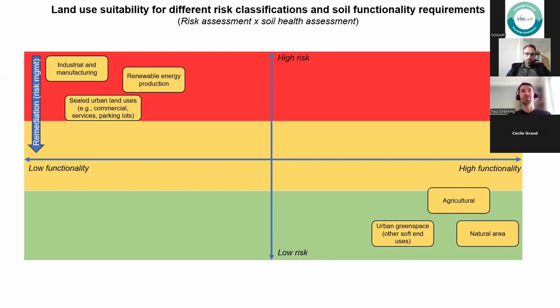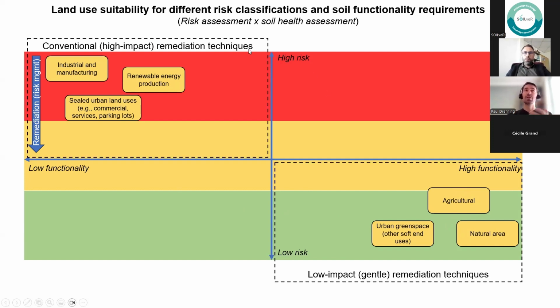And there's ways we can modify that. And then we could also consider different types of remediation techniques for these different quadrants. So up in the top left here, these conventional high impact remediation techniques may still be very suitable because if it's a high risk situation, we want to rely on these well-established remediation techniques to typically remove the contamination, but maintaining soil functionality may not be an important objective.